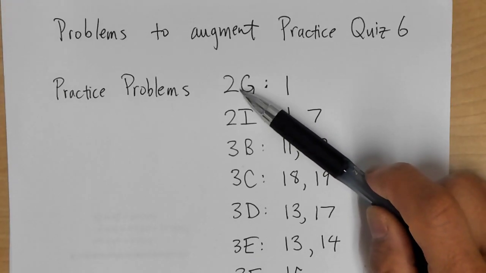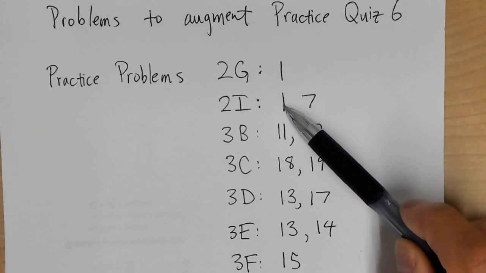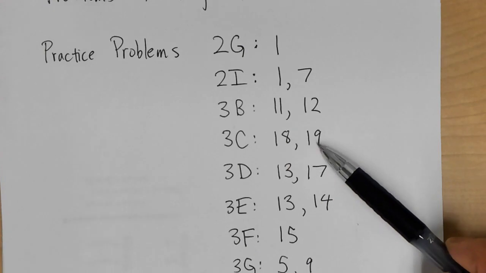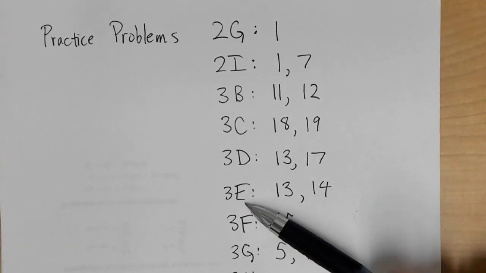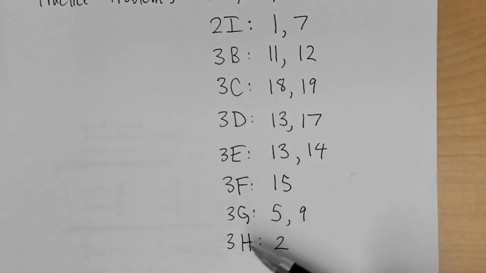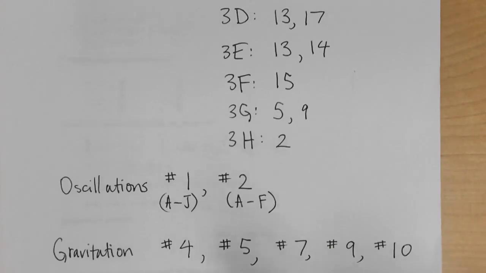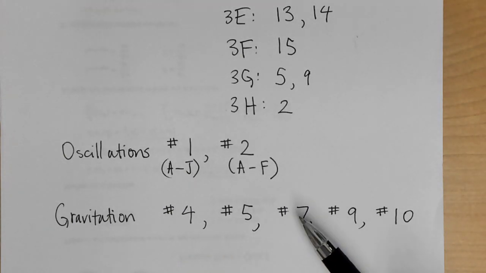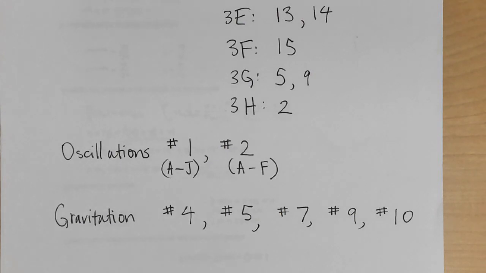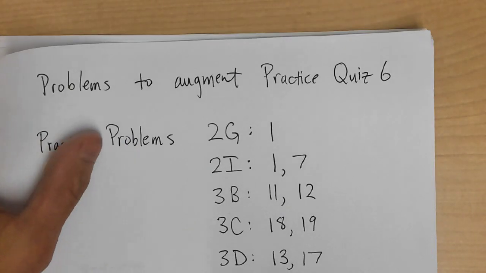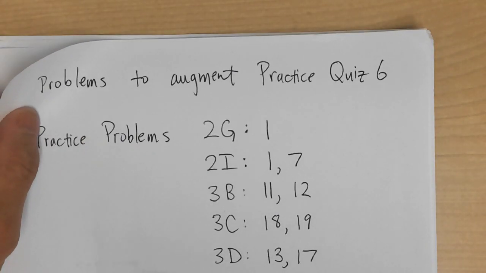We're going to select problems from 2G, number 1, 2I, numbers 1 and 7, 3B, 11, 12, 3C, 18, 19, 3D, 13, 17, 3E, 13, 14, 3F, 15, 3G, 5, and 9, 3H, 2, number 1, number 2 in oscillations, 4, 5, 7, 9, and 10 in gravitation. That's quite a few problems, so let's get started. This sheet is available on the D2L website.